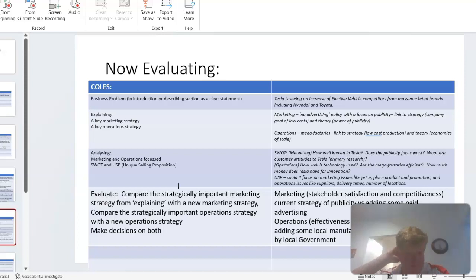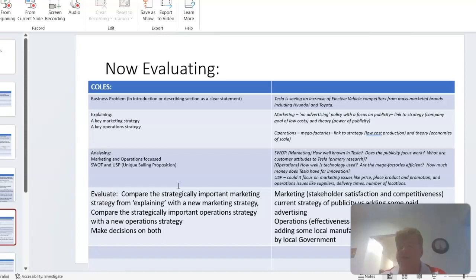So the marketing, let's say, for example, you're comparing on the criteria of stakeholder satisfaction and competitiveness. Make sure you know what those criteria are. Go back to the early part of the textbook. So you might compare the current strategy of publicity compared to adding some paid advertising.